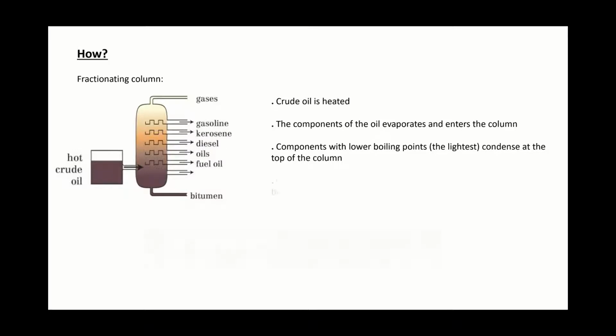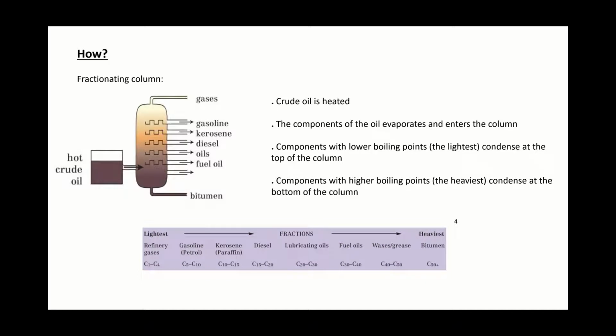The same process will occur for the higher boiling point components, but these will condense towards the bottom of the column rather than the top, due to how they don't require the longer cooling period to reach their boiling point temperature again. And what we can see in this image here is essentially what fractions are considered to be the lightest, leading through to the heaviest. Lightest evaporating off first, and heaviest evaporating off much later on in the process.